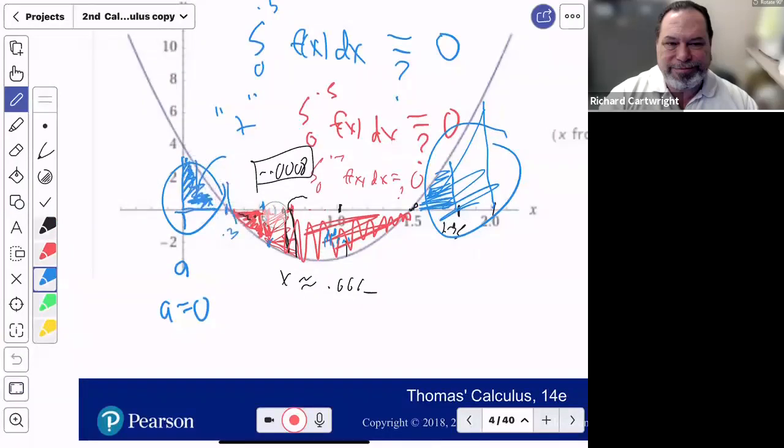Integration is accumulating as you go from left to right. Accumulating. You might be accumulating a positive, you might be accumulating negatives. Then you might be accumulating more positives. That's what you were supposed to get out of this part.